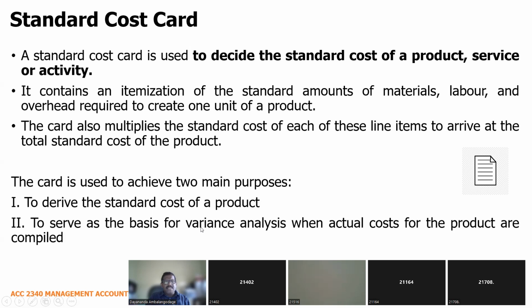and to serve as the basis of variance analysis with actual for the product's compliance. So you can use the standard cost card for different purposes. You can do the costing of a product. If you have the standard cost card, you can do the variance analysis, comparing with the actual cost. You can do the pricing even. In certain organizations, they may use standard costing for pricing. For example, when we worked in audit firms, we used standard costing to price.